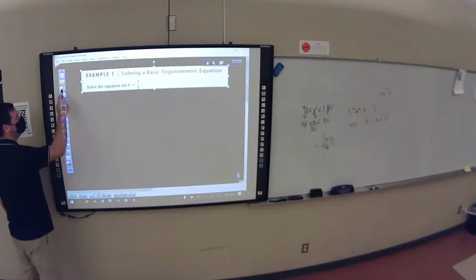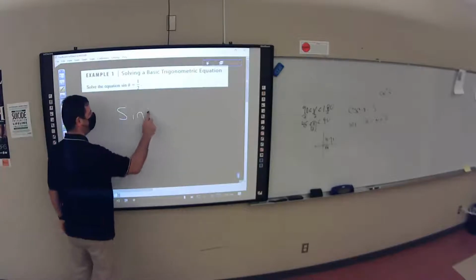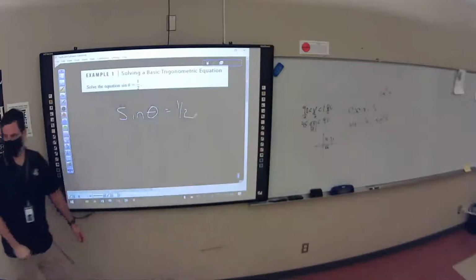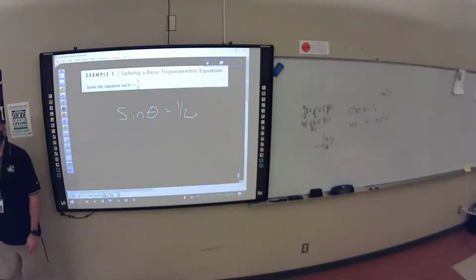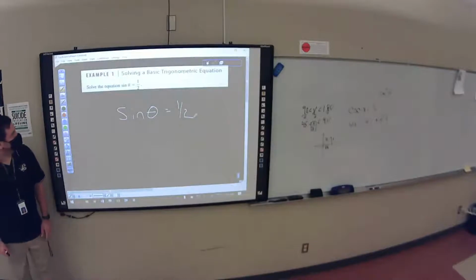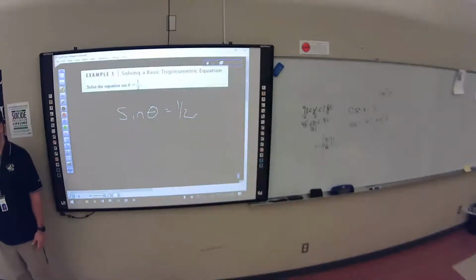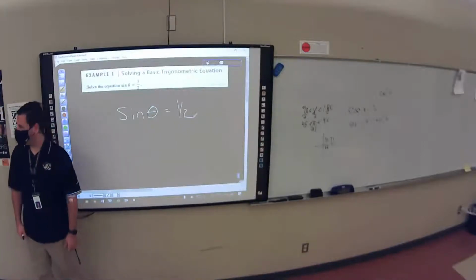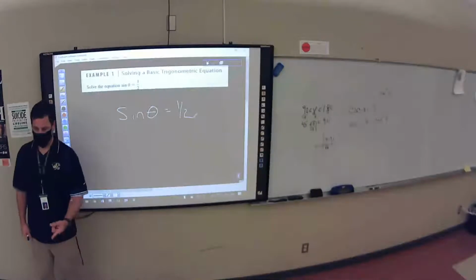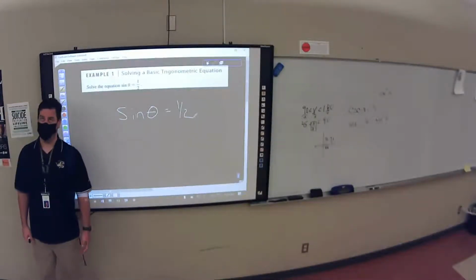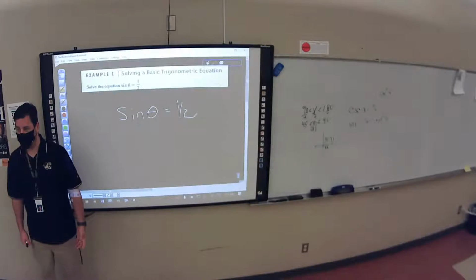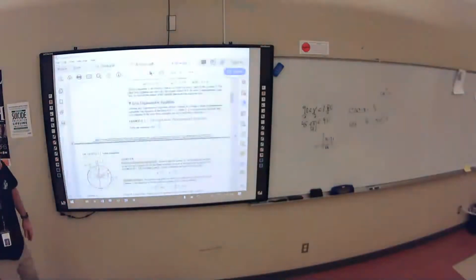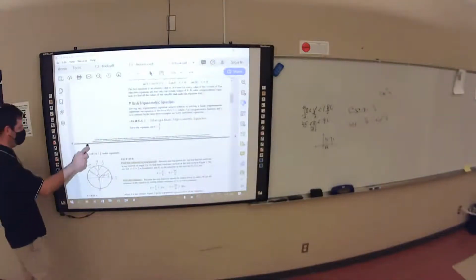Solve the equation. So here we go. We got sine of theta, and use x, whatever you want to, I don't care, equals 1/2. I don't know if they want it in radians or degrees. When is sine 1/2? 30 degrees, or pi over 6? They're doing radians, so let's do radians.